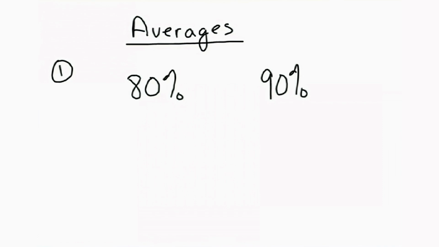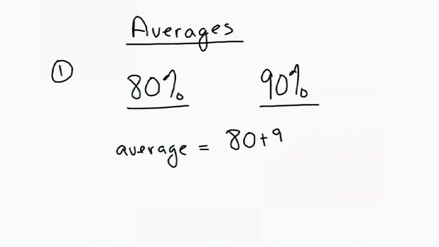And to show you what I mean by that, well, we've got 2 test scores. So if we add up our 2 test scores, then the average would be our 2 test scores added together. I'm going to omit the percents here just to make it neater. So we add up the 80 and the 90 that we scored on the test, and then we divide by 2 because there was 2 test scores.